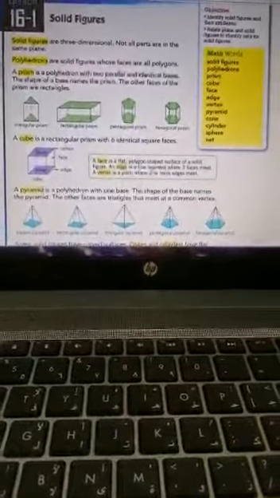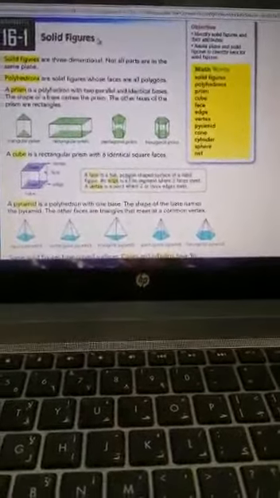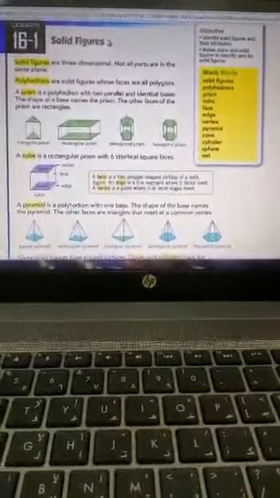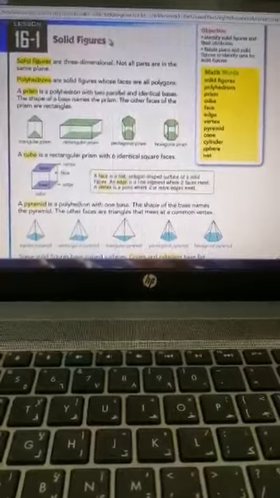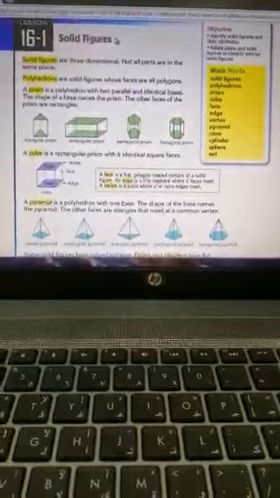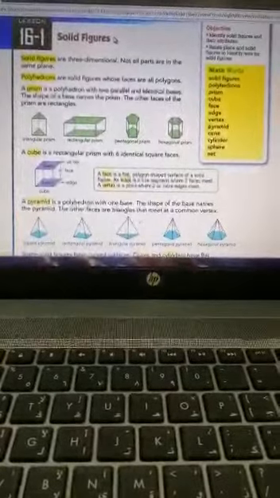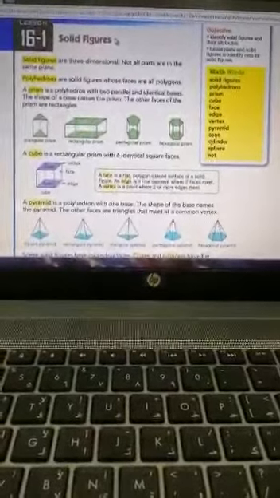Today we have a new chapter, chapter 16, lesson 1, solid figures. Before we start the lesson, we want to remember the previous lessons about the polygons. We said a polygon is a closed figure in the same plane, okay? And we can name the polygons by the number of sides.